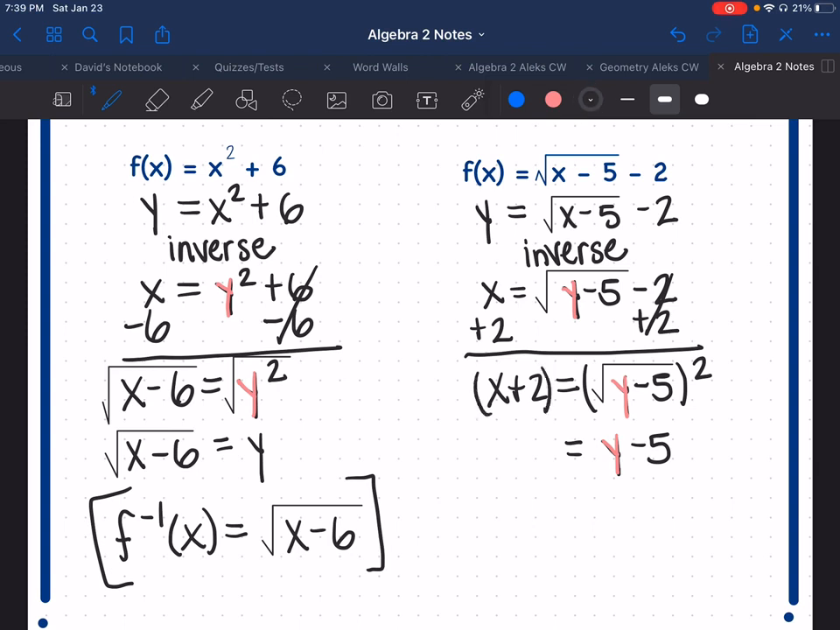But I got to be careful. What I do to one side, I have to do to the other. Now I have to be super careful at this point, because do you see this right here? This actually means that I have x plus 2 times x plus 2. I have to multiply that.